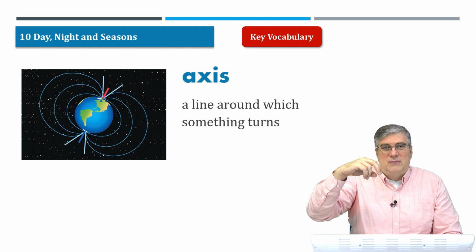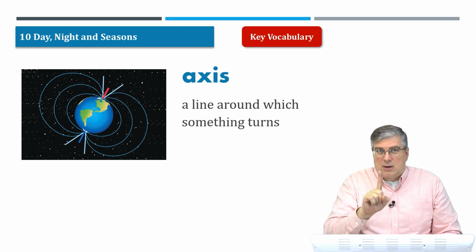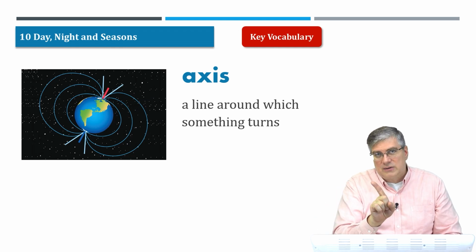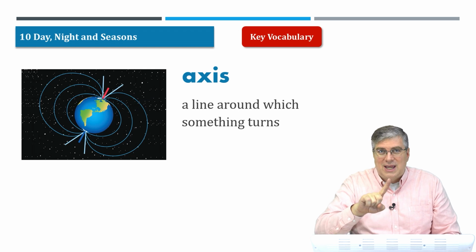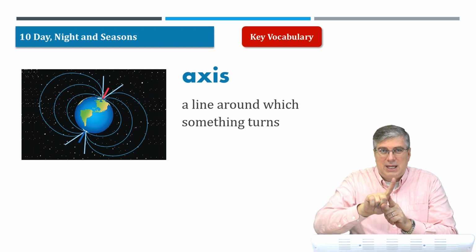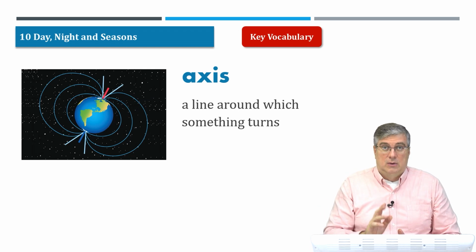So if you have a top, if you have a spinning toy, right, and you spin it, the axis is straight up and down, but after that toy loses energy, it begins to do this, and the axis moves. It's not straight up and down anymore. It moves from side to side. That is the axis. Okay, good.